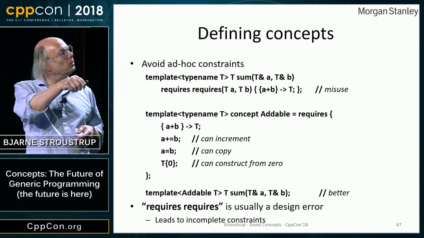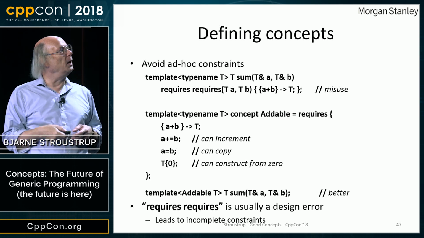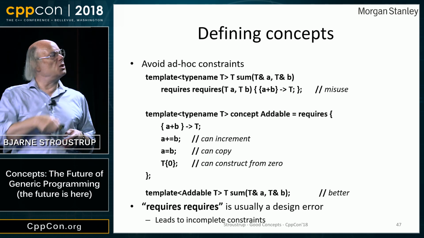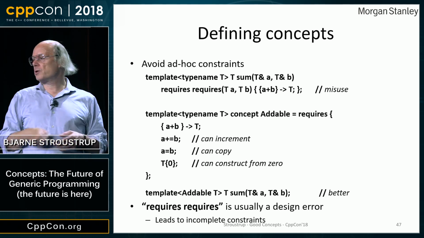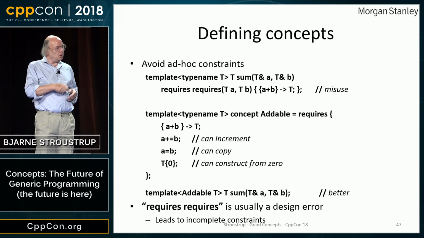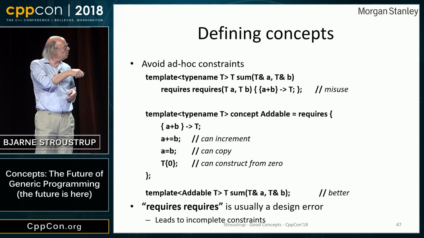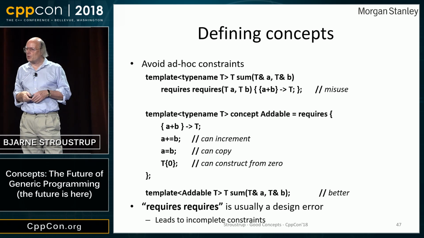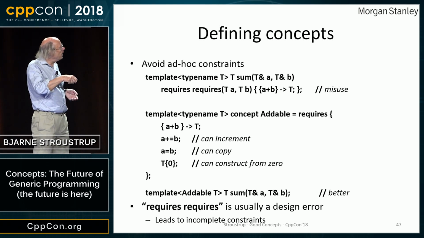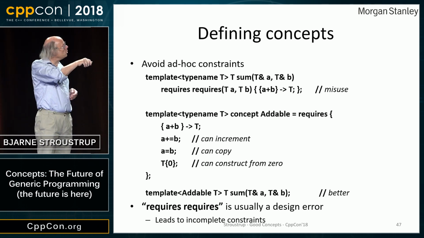Here is sort of an ad hoc thing. It says that requires something that you can add. That's usually a mistake. I consider requires a code smell. If you see that in your code, you probably haven't thought hard enough. Because usually when we want plus, we also want these other properties, like you can get a plus b, but you can also increment and you can copy the thing, and quite often you want to construct it from a zero, things like that. So if you write some in terms of a concept, you can improve it as you go along.